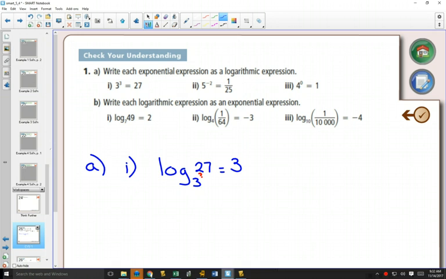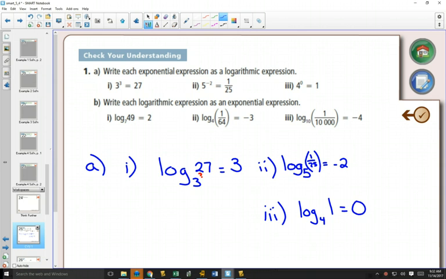So if we're changing the other ones, here's part 2. The base is 5. The exponent is -2. And in here we have 1 over 25. And in part 3, 4 to the 0 equals 1. So log base 4 of 1 is equal to 0.